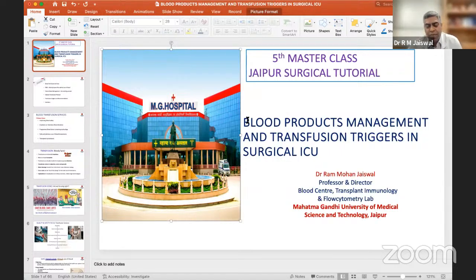Anand, for the nice introduction. And first, I would like to thank Dr. V.K. Kapoor, sir, and Dr. Anand Nagar for initiating this kind of event, because blood product management and transfusion triggers, especially for the surgical patient, are a very important aspect.